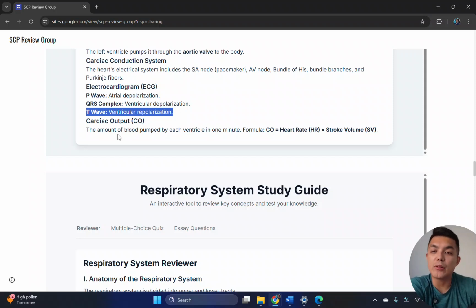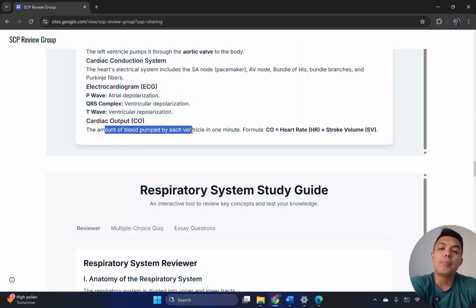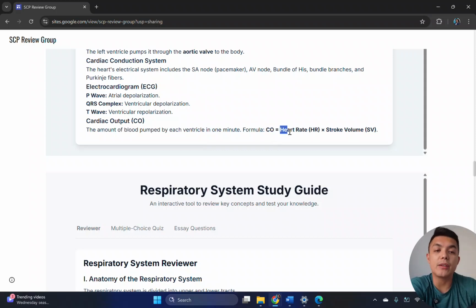Next is the cardiac output. So the amount of blood pumped by each ventricle in 1 minute. So there's a formula, which is cardiac output is equal to heart rate times stroke volume.